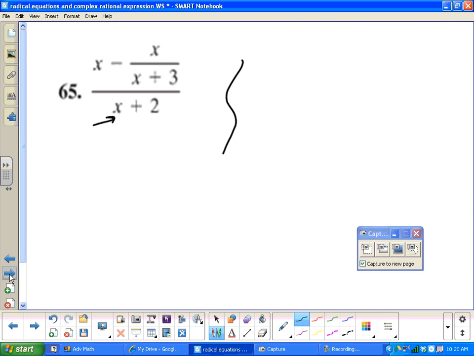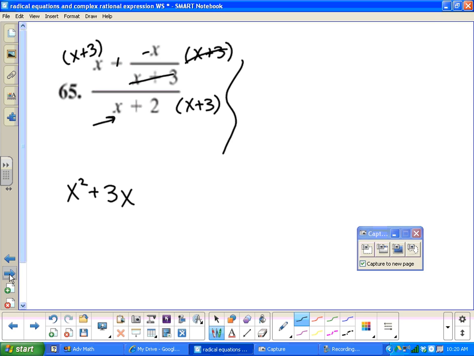Bam, I like that. So the common denominator is just x plus 3. Now, what's something I probably should have mentioned I needed to do here? Right, plus a negative x. Now let's multiply by x plus 3. x plus 3 times x will give me x squared plus 3x. Now my next one, those are just going to cancel, so it's going to leave me with negative x.